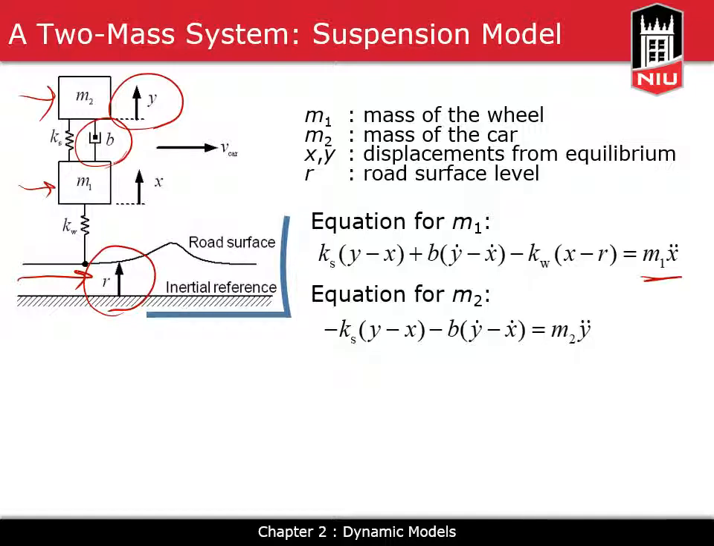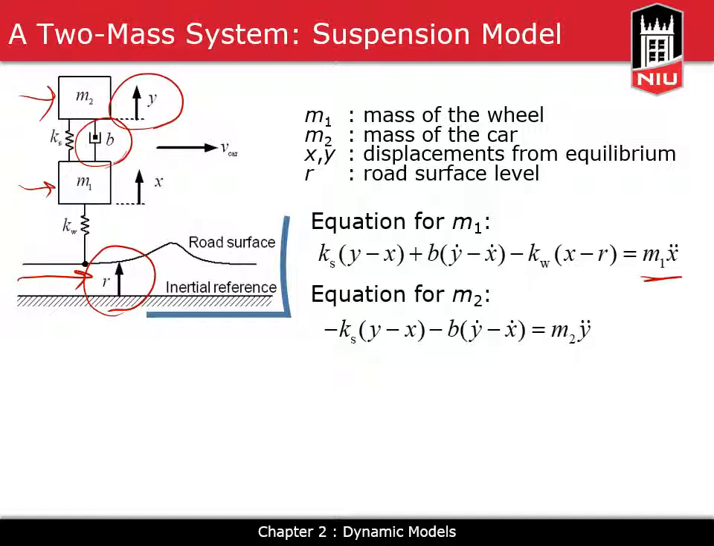For the second equation, for mass M2, there are only two forces applied to it. One is by the spring and one is by the damper. Again, those forces are pulling M2 down, so if our positive direction is upwards, those two will both have negative signs. Add them up, that will be equal to the total force.